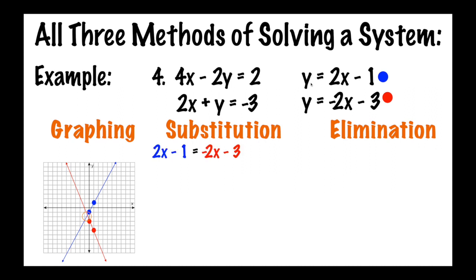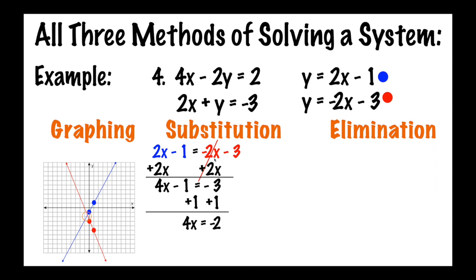Because these are both equal to y, I'm basically taking this 2x minus 1 and plugging it in for this y here, giving me this equation here. I start by adding 2x over to each side. That's going to give me 4x minus 1 equals negative 3. I add 1 to each side. We get 4x equals negative 2. Divide both sides by 4. And negative divided by positive is negative, and then 2 over 4 will reduce to 1/2.